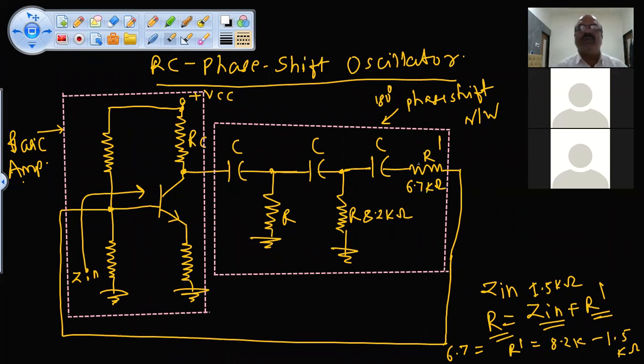R dash plus input impedance becomes should equal R. That is this R value. It should equal this R value.